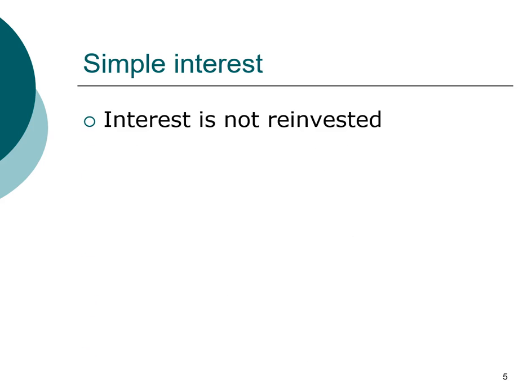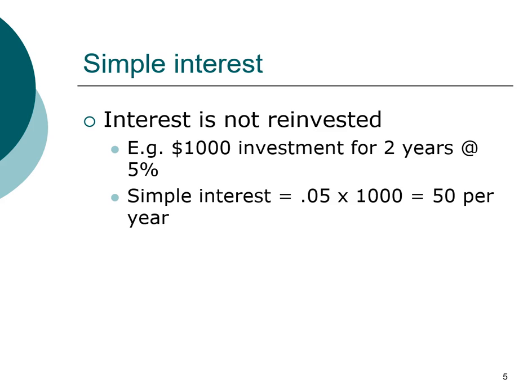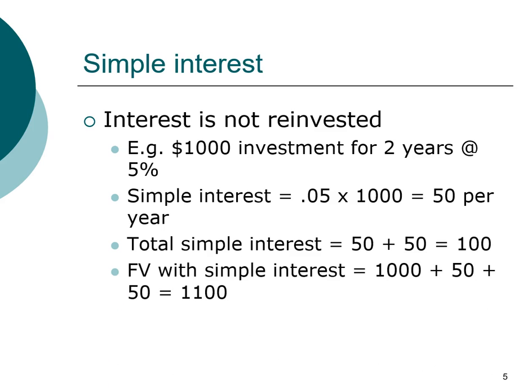Simple interest is a case where interest is not reinvested. So you get your $50 in the first year, you spend the $50, and you start anew with $1,000 every single year. So that would be the case of simple interest. So if you have $1,000 and you invest for 2 years at 5%, simple interest means that you get 5% on $1,000 every single year because you're spending the interest instead of reinvesting it. In that case, your total interest for the 2 years will be $100 and the future value will be $1,100. So simple interest is really simple.